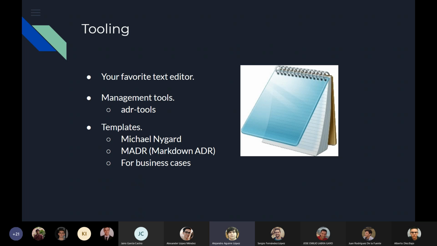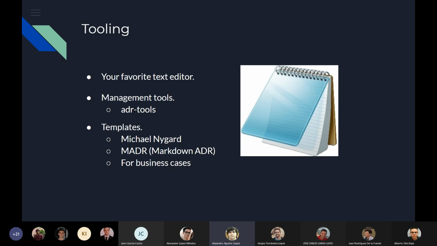Now, I will talk about which tools are available to deal with ADRs. Due to their simple text file nature, you can just use any text editor by creating the files and editing them. But this can be tiring, so there exist programs to automate tasks like creating ADRs following a template, updating their status, superseding previous decisions, linking the ADRs, or generating a table of contents. One such program is ADR Tools that follows Michael Nygard's proposed format, which we explained in a previous slide.